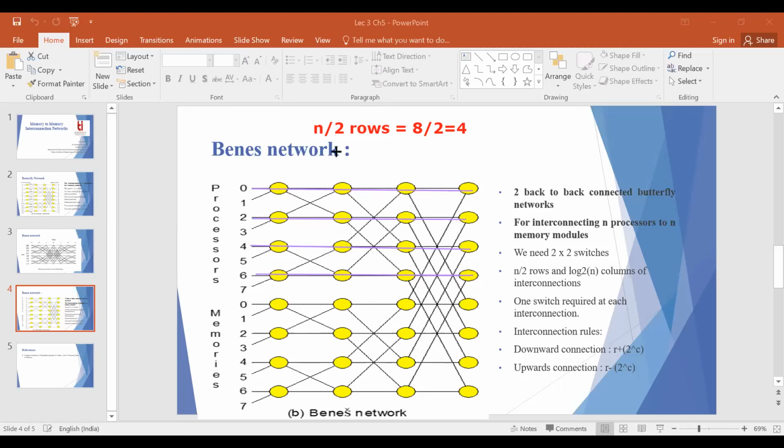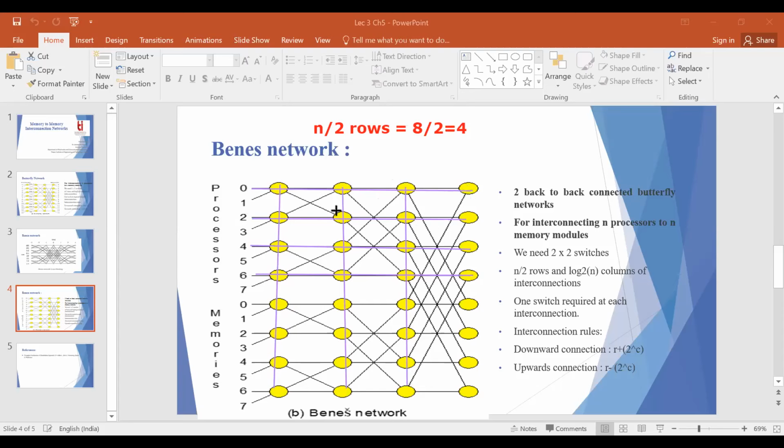So again, when I talk about the columns, 1, 2, 3, right? So log base 2 of 8 becomes 3. 1, 2, and 3. One extra, so log base 2 of n plus 1 is always required because 1 is a back to back connection. Are you getting?